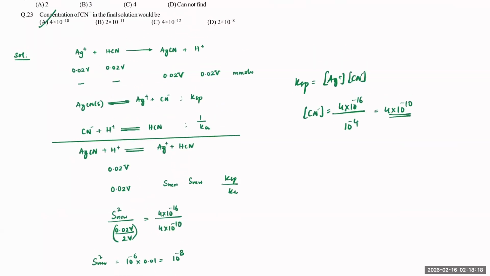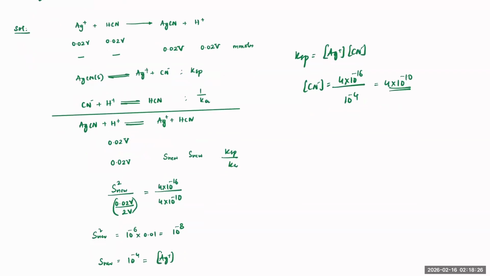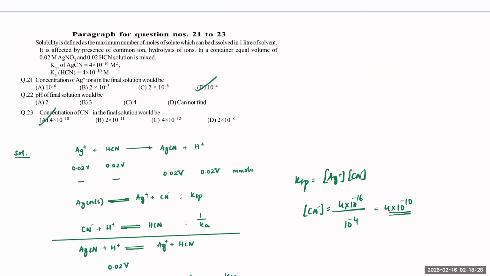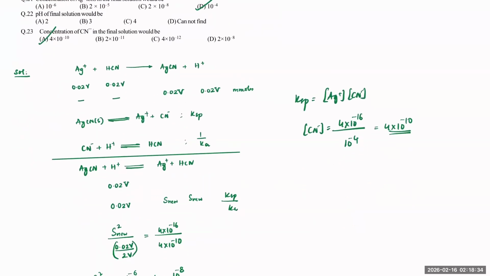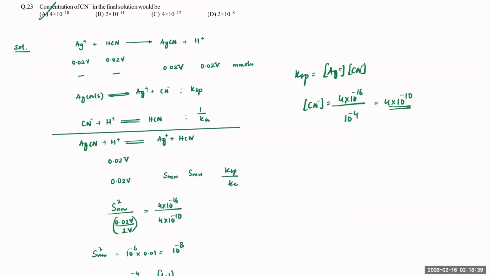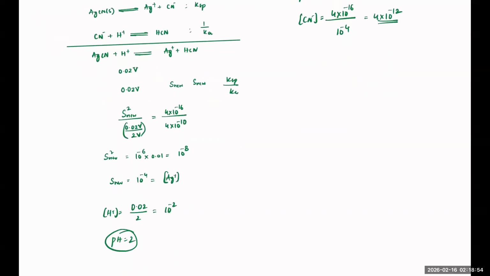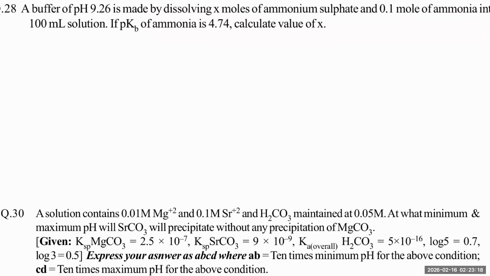Everyone understood? I think the last answer you're getting is C. Let me see if I messed up any values there. 4 into 10 raised to power of minus 16. So last step, it is 10 raised to power of minus 12. Yeah, please check. Everybody got the idea how to do that? Right. For others, please check this question now.